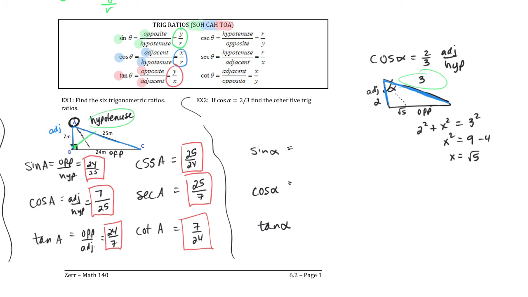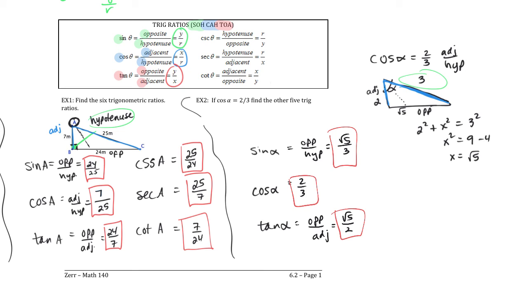Sine is the opposite over hypotenuse, so that would be square root of 5 over 3. Cosine we already knew, that was given, 2 over 3. And tangent is opposite over adjacent, so that is square root of 5 over 2. Good, and now we just need to do our reciprocals.